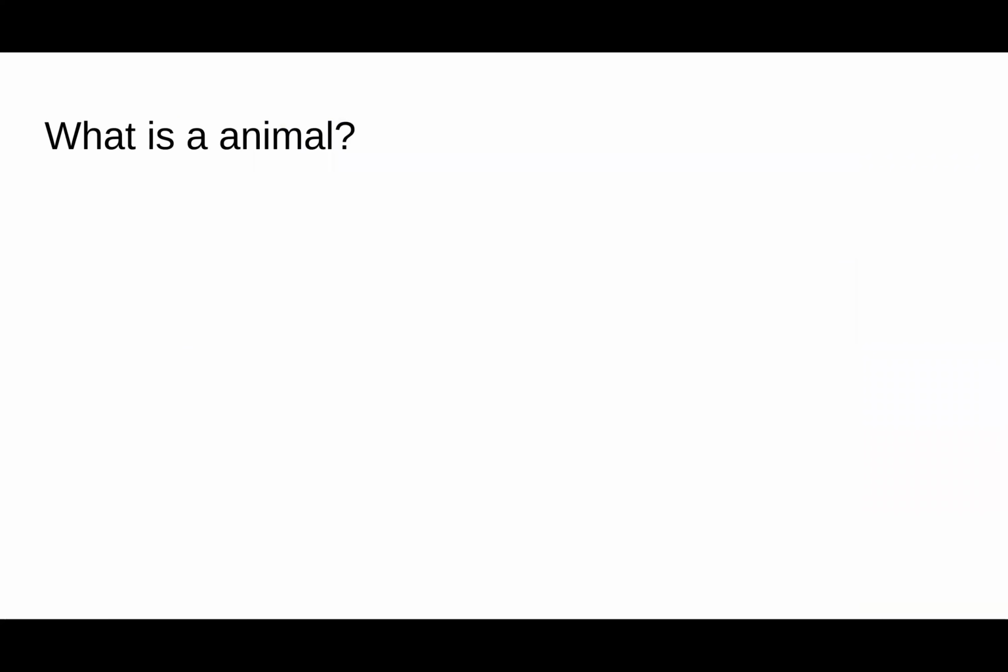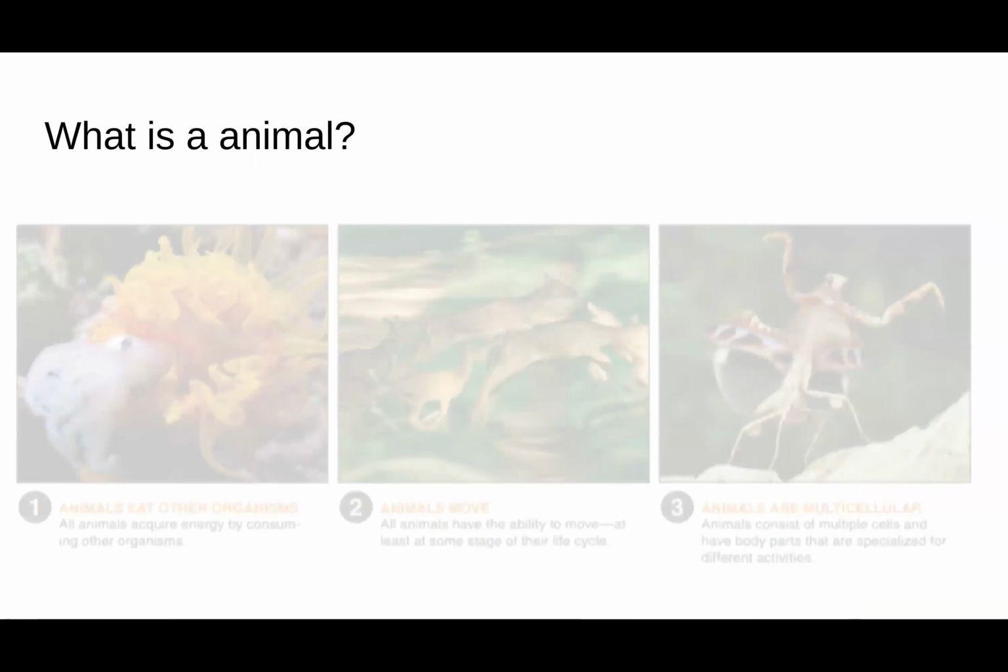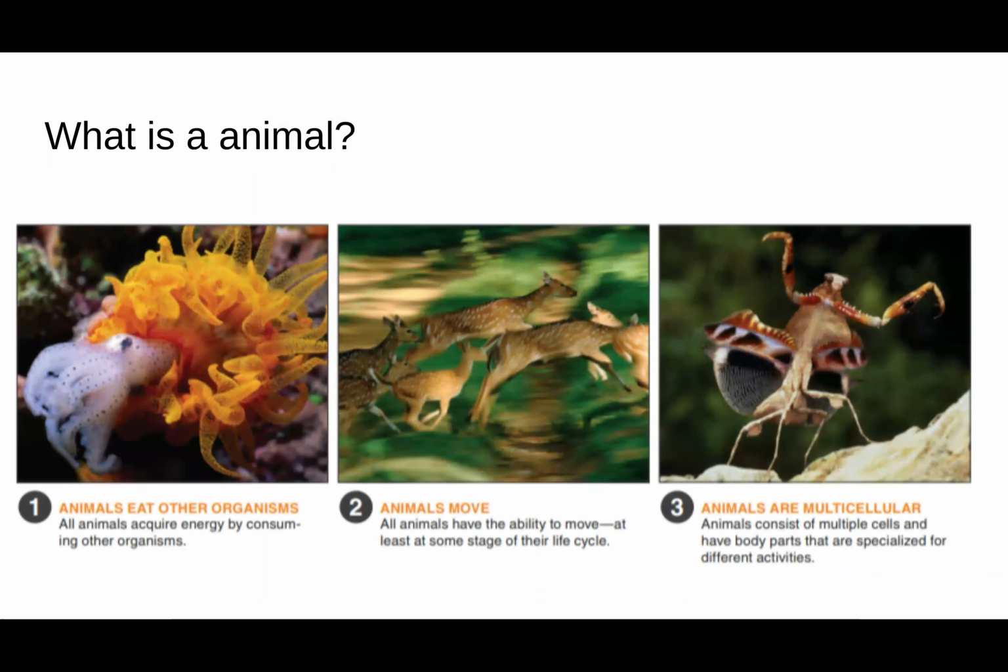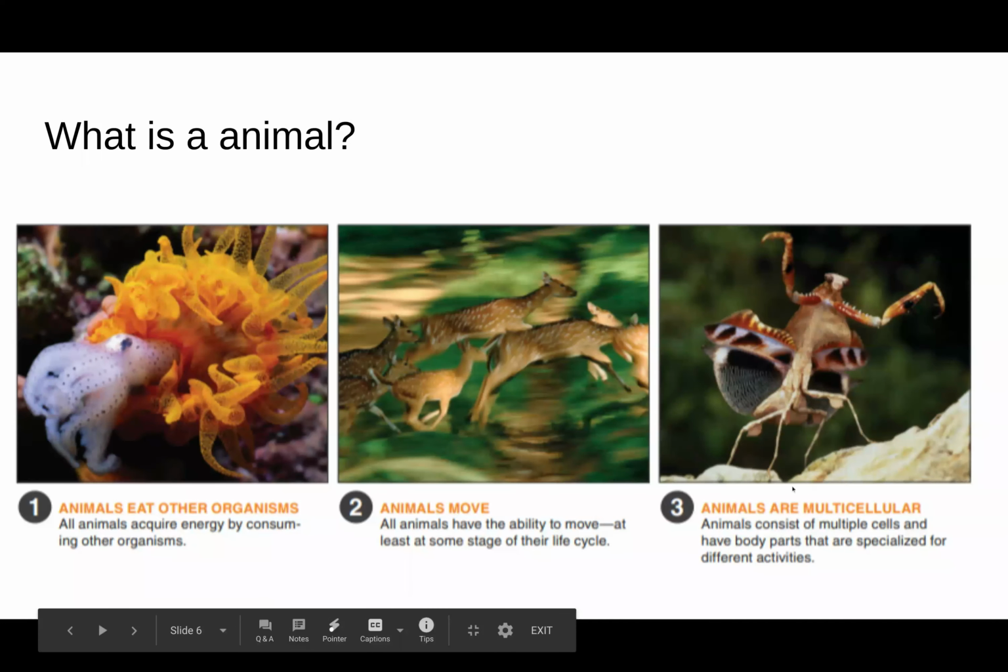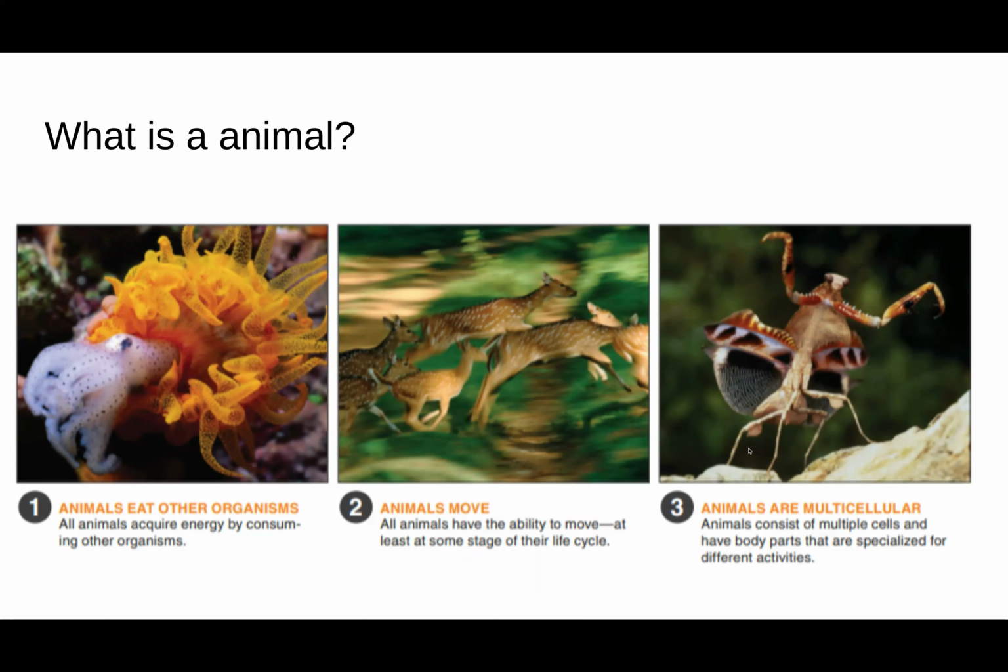So the broad question we'll ask is, what is an animal? What constitutes an animal? There are essentially three broad categories that all animals share in common. First is that they are multicellular. You cannot be an animal without being multicellular. There are no animals that are not multicellular.